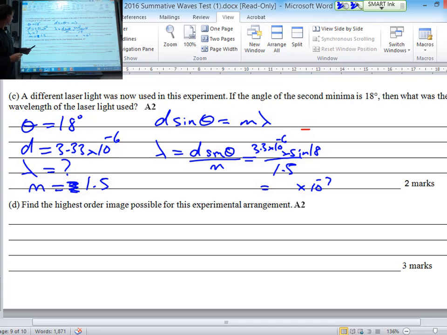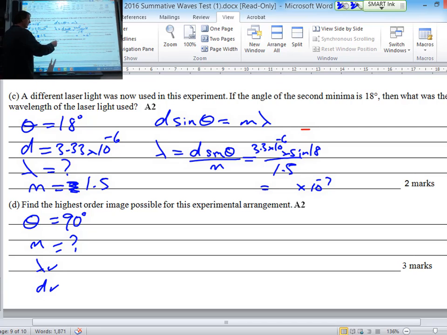Okay? Now the next one says find the highest order image possible for this experimental arrangement. That's going to occur at 90 degrees in either direction. So theta, anything up to 90 degrees would actually be okay, and possible for m. We're trying to find m, and we've got a wavelength and we've got a d here. So d sine theta equals m lambda can be rearranged for m by just dividing through by wavelength. And the sine of 90 should be 1. So we're just doing d on lambda really.